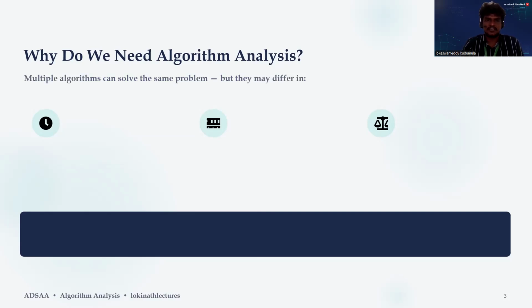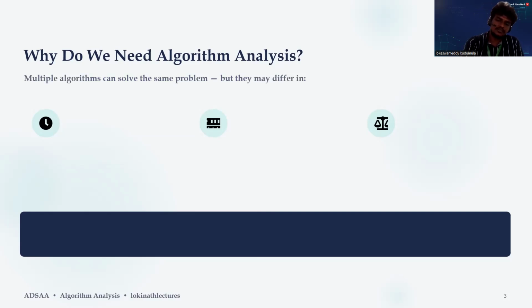If we are required to choose an algorithm for one problem statement, we need to analyze that algorithm. Why? Because we need to choose the best one. We need to use the best one. So that's a requirement. We need to analyze the algorithm, then we go for implementation in the coding.